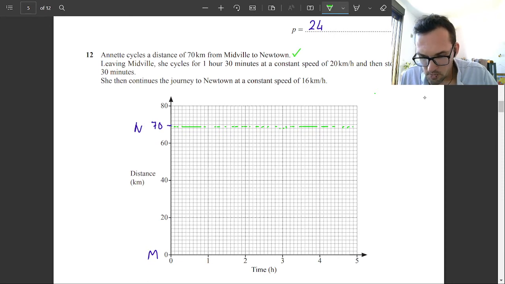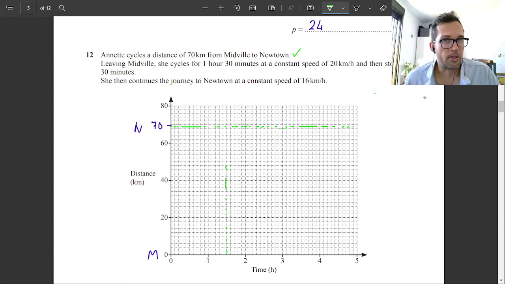Sorted. She leaves Midville, so it's 0 time, 0 kilometers, and cycles for 1 hour 30 minutes. So 1 hour 30 minutes is going to be somewhere over here. She's going to finish in line with that green at a constant speed of 20 kilometers per hour. Okay. Now we don't have to complicate this. We don't need to use the whole speed time triangle thing. It's a lot easier than that.